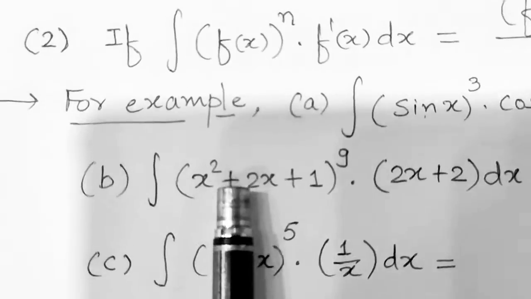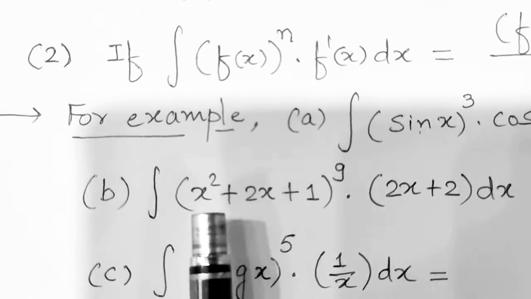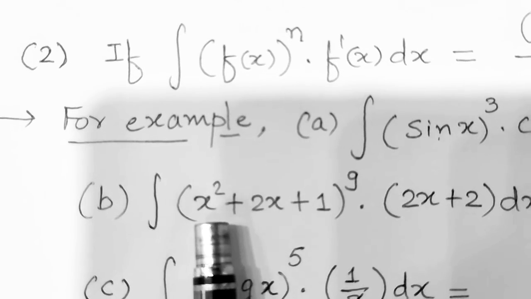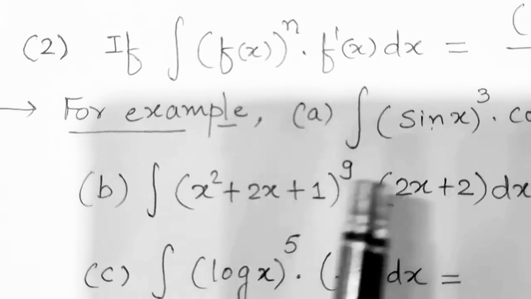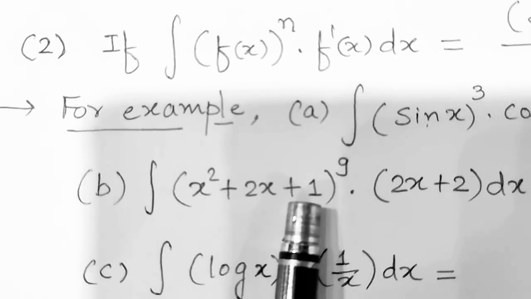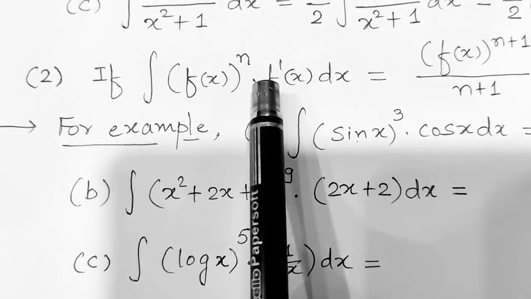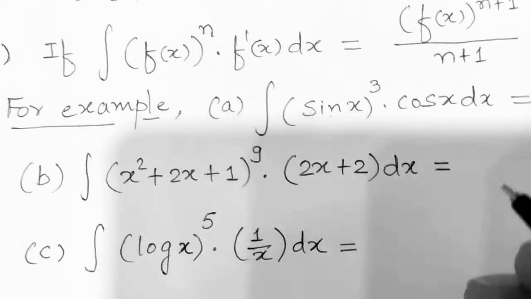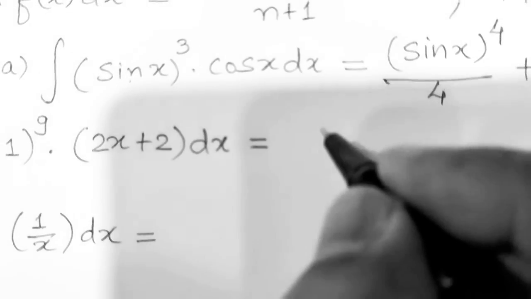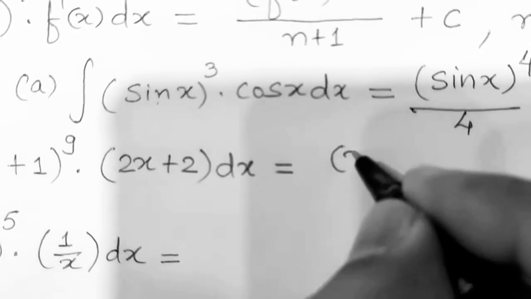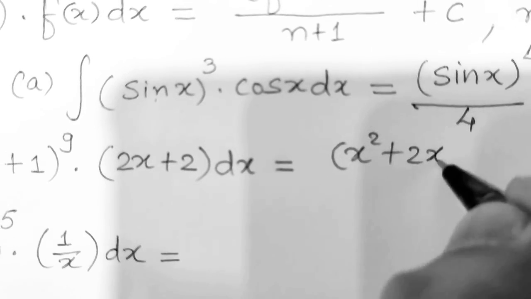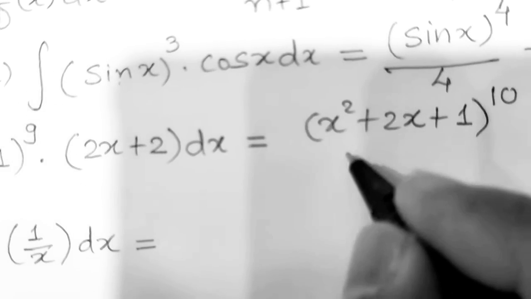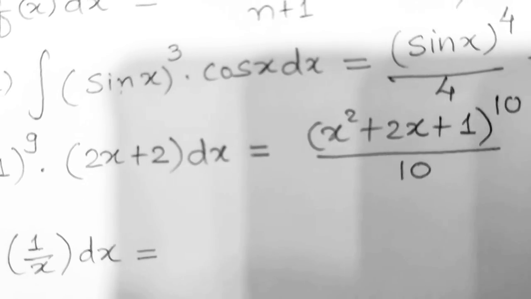Okay. Now in the second example, x square plus 2x plus 1, its derivative: the derivative of x square is 2x, the derivative of 2x is 2, the derivative of x is 1, so the derivative of the constant 1 is 0. So simply compare with this, f of x raised to n plus 1 upon n plus 1. f of x is x square plus 2x plus 1. So what will be the answer? x square plus 2x plus 1 raised to 9 plus 1 is 10, upon 10, plus c.